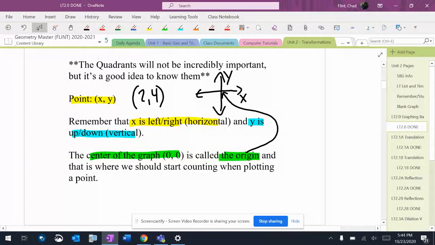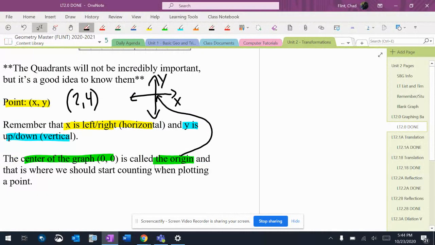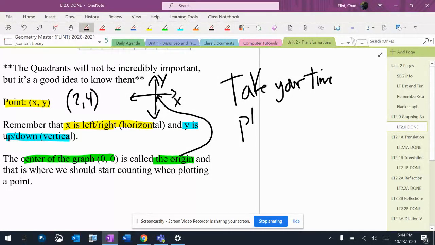Number one rule when you're doing anything in this unit, and there's 2 other graphing units throughout the year, is we have to take your time. So take your time plotting points.